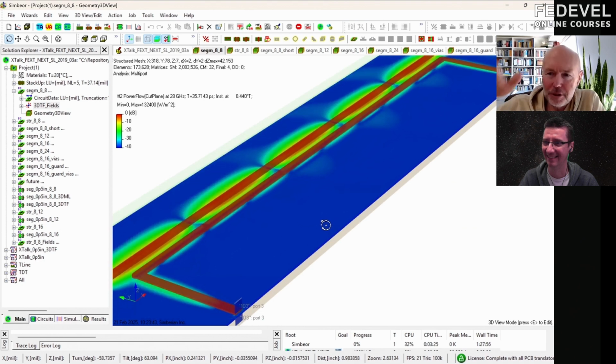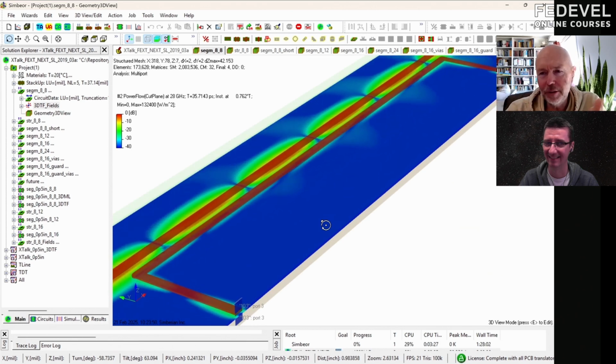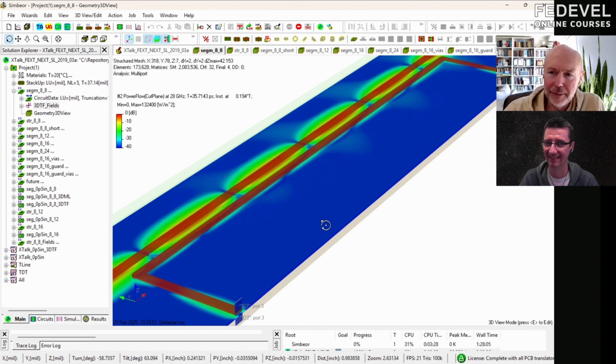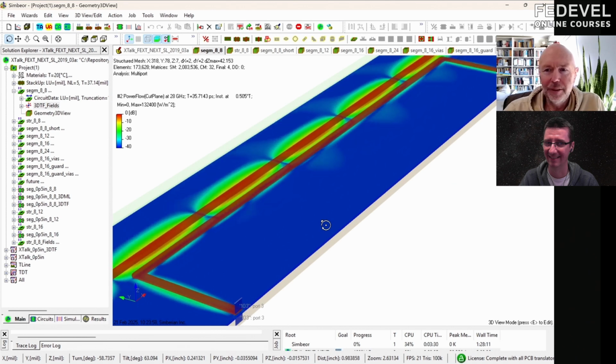So even with this stripline configuration, you are not safe. At higher and higher frequencies, you'll have this energy propagating everywhere if you don't take some measures. And we can discuss what measures.